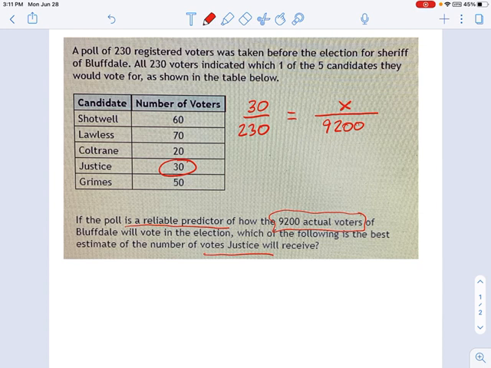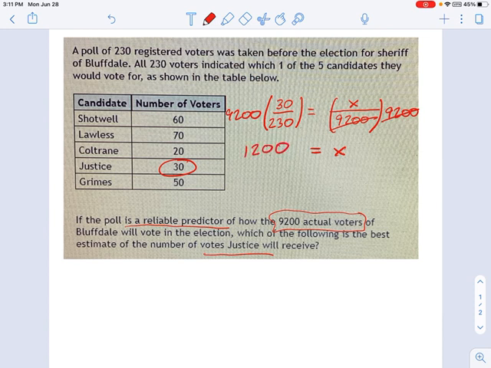And algebraically, the way I'm going to show that is I'm going to multiply. Let me shrink this down so I have a little more room to work with. I'm going to multiply both sides of this equation right here by 9,200. And the reason I'm doing that is because that's going to cross out the denominator, and all I'll be left with over here is x. And then you can just punch this right side into your calculator. You do 9,200 times 30 divided by 230, and that equals 1,200 votes.